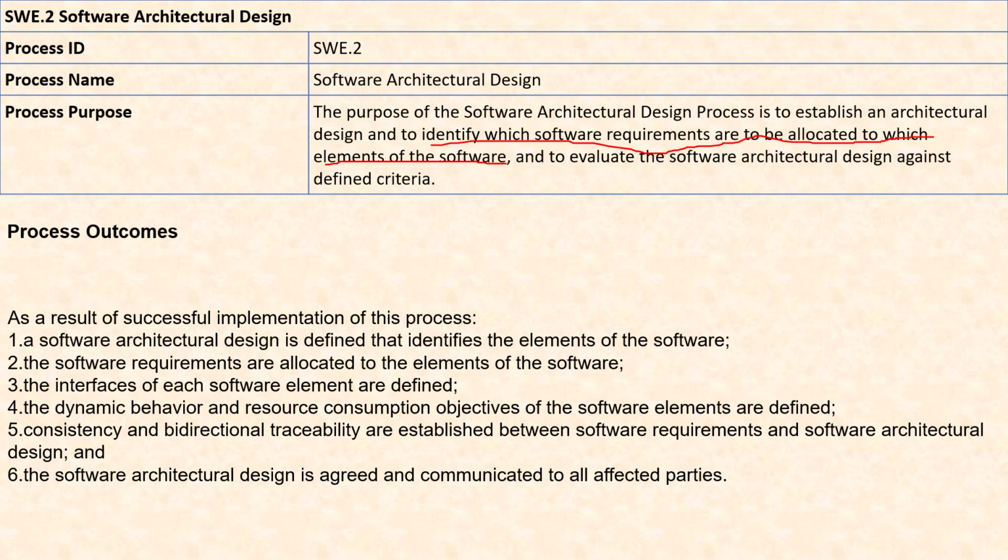Next comes the process outcomes. What are all the various process outcomes? As a result of this particular process, what are all the various outputs? The first output is that a software architectural design is defined that identifies the elements of the software. First, you need to identify the elements of the software. This word is important: identify the elements of the software. Next, the software requirements are allocated to elements of the software, allocating the right requirement to the right element of the software. This is the second important necessity of this particular process.